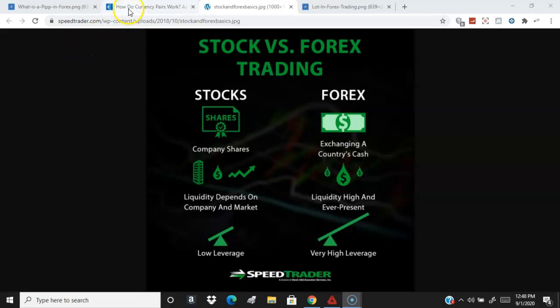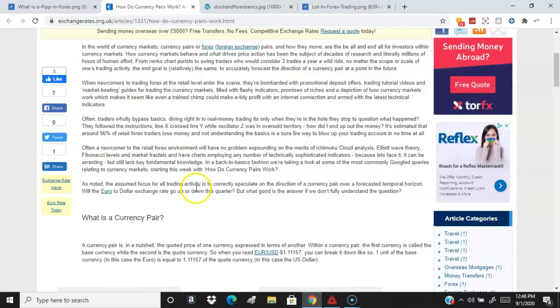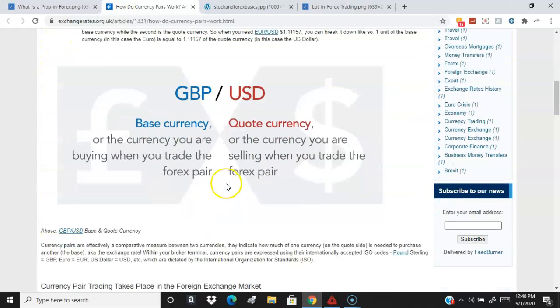Okay, we're going to go here. The base currency is always the front one. The base currency is the one you're buying when you start to trade that Forex pair. So a buy and a put: a buy is when you want to buy it, and a put is when you want to sell it or trade it.